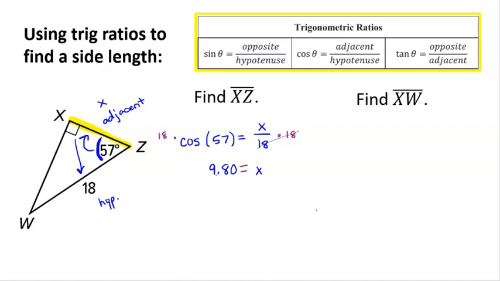So for XW, that's this one, right? And so I'm just going to go ahead and label that as Y. So I know that XZ was my adjacent. If I go across, that's going to be my opposite. And so that is going to be using the sine trig ratio. And so I have the sine of 57, which is Z, equals the opposite, which is Y, over the hypotenuse, which is 18.